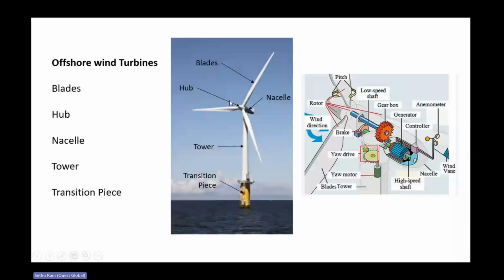And for offshore, also the same thing. The only difference is that instead of foundation, we get the transition piece. This yellow portion is the transition piece. Okay, so blade, hub, nacelle, tower, transition piece.